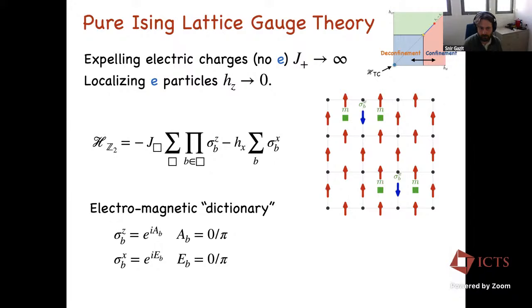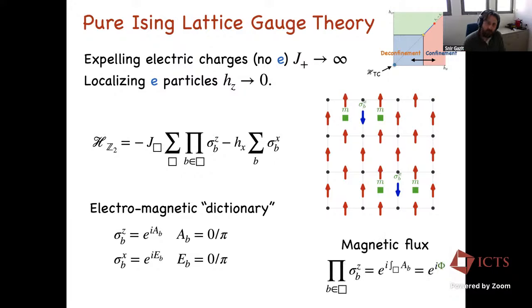And one can now construct a kind of dictionary where you can identify the sigma z operator with the electromagnetic gauge field and the sigma x operator with the electric field. And one can also construct a gauge invariant flux term. The electromagnetic gauge field is not gauge invariant, but the flux is, which is nothing but the sigma z plaquette term. Now, I call this a gauge theory, and we need some kind of a gauge symmetry.